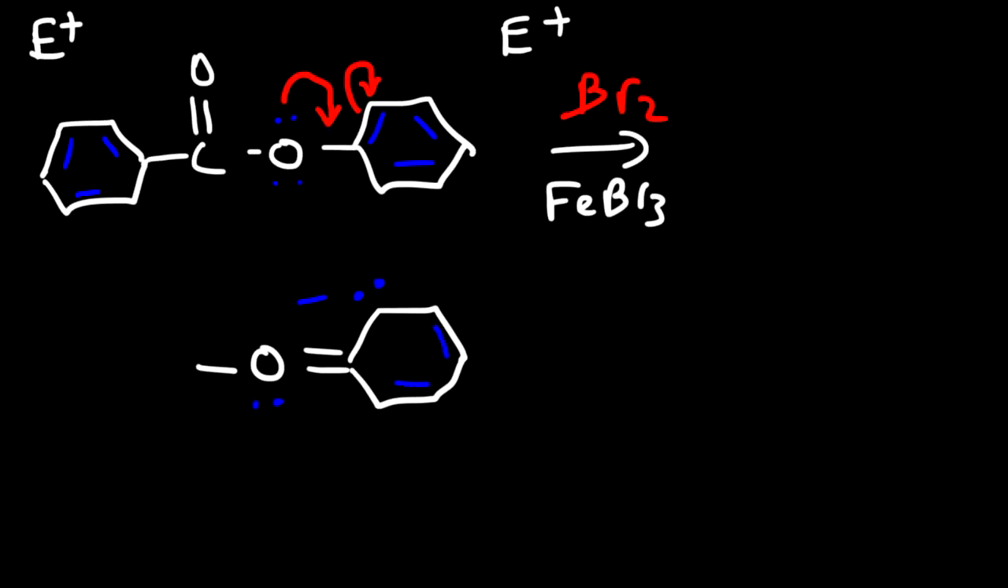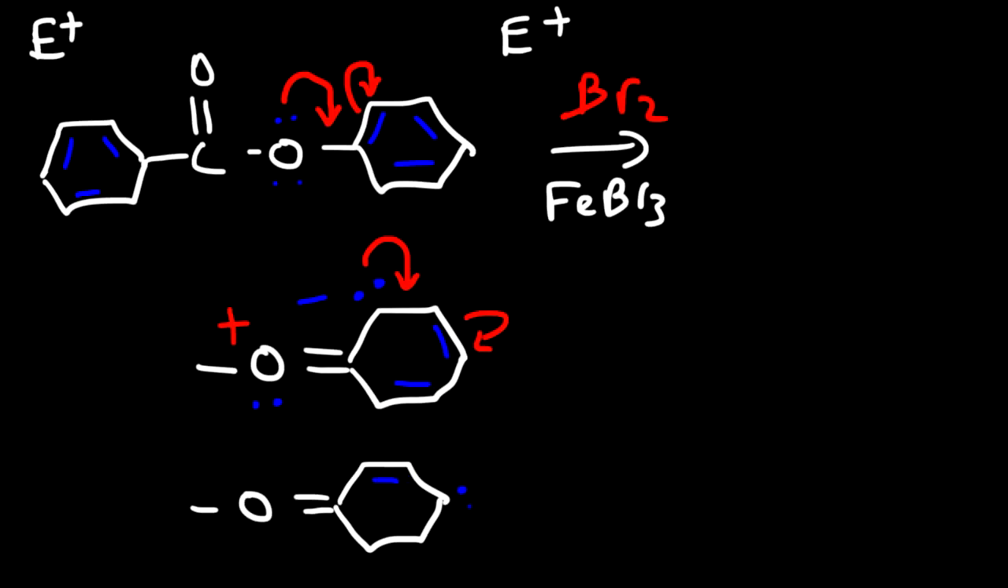So right now the oxygen has one lone pair and a positive formal charge. Now we can take this lone pair, form a double bond, and push a negative charge on a para carbon. And so this explains why the oxygen atom with the lone pair is an ortho-para director. As we can see, the ortho and the para carbons are nucleophilic.